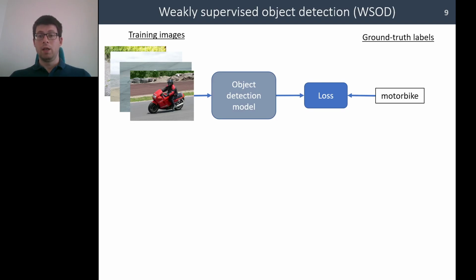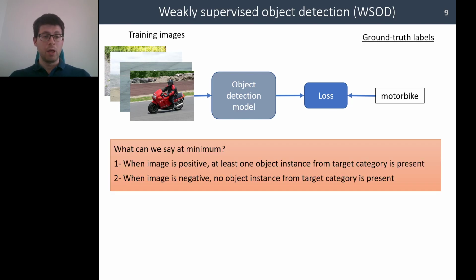Okay, so first I would like to introduce weakly supervised object detection more formally and talk about what the challenges are in this problem. So this is the setting in the object detection model. We are given a set of training images, and then we want to learn an object detection model, and our supervision is an image level label. It's motorbike in this example.